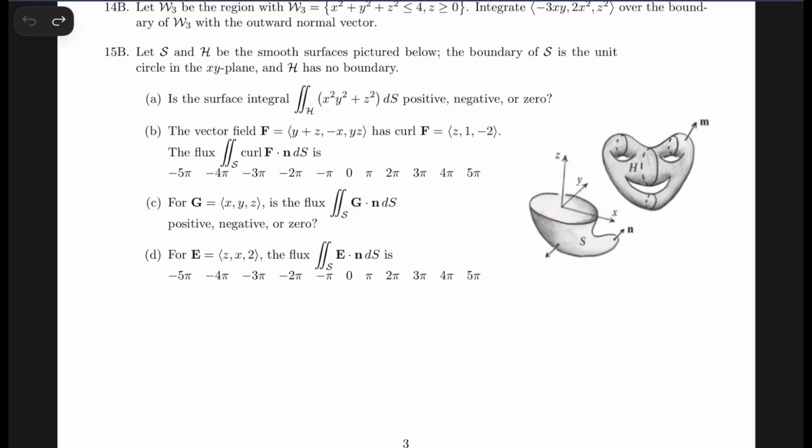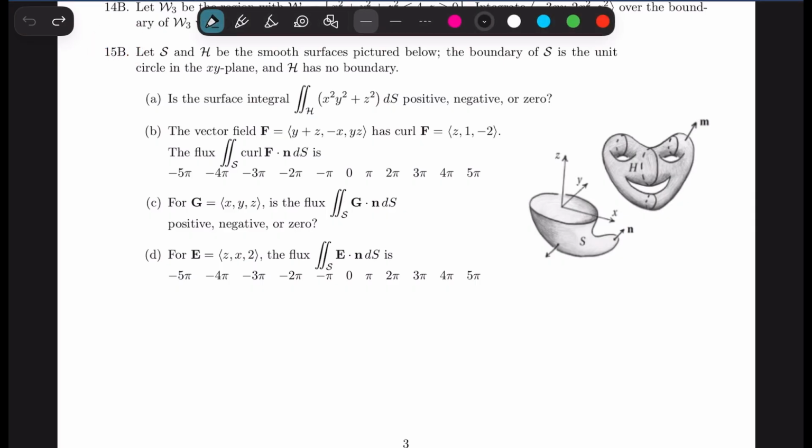In celebration of me finishing, or passing, Calculus 3, I want to go over this problem specifically. This problem was definitely one of the harder problems on my exam, and it showed up on almost any exam that I did as practice. So we'll start off with part A.